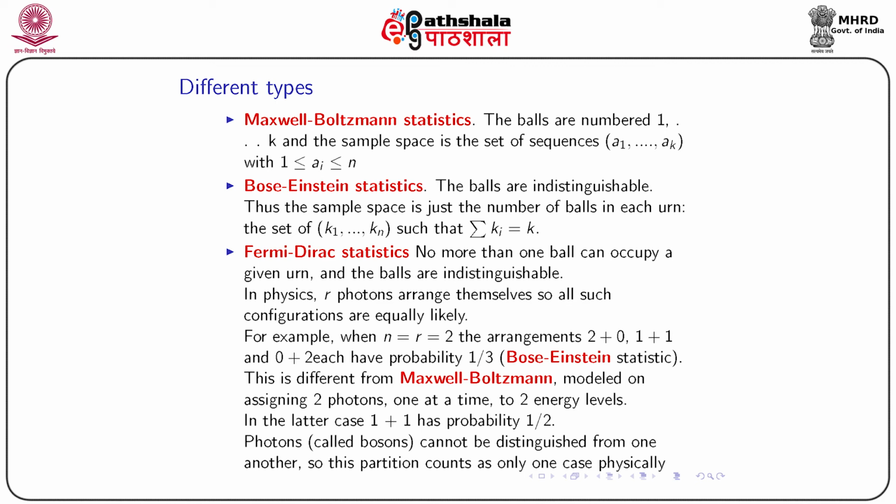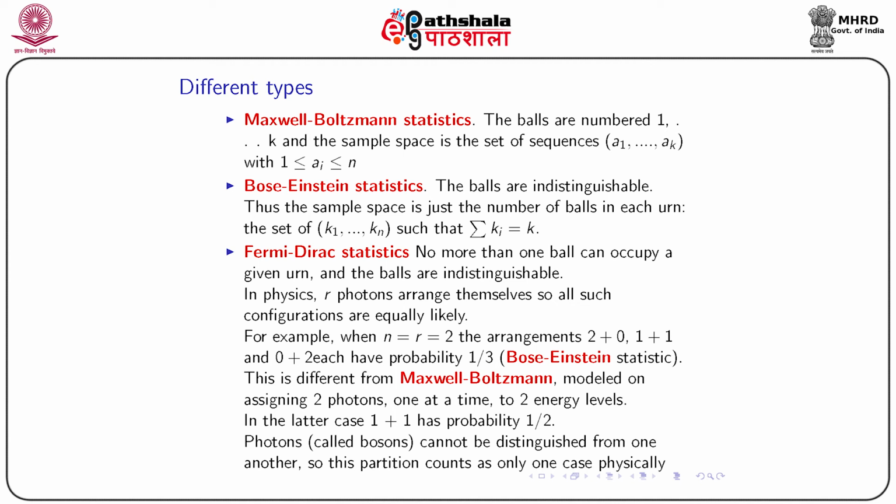The second statistic that they use is called Bose-Einstein statistics. Here we change the condition so that balls are indistinguishable. Thus the sample space is just the number of balls in each urn, the set k1, k2, up to kn, such that the sum over ki equals k. The third one is called Fermi-Dirac statistics. Here we have the condition that no more than one ball can occupy a given urn and the balls are indistinguishable.